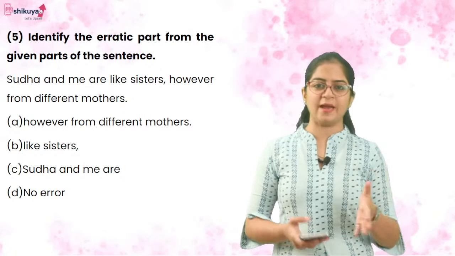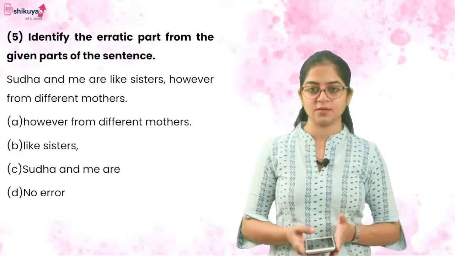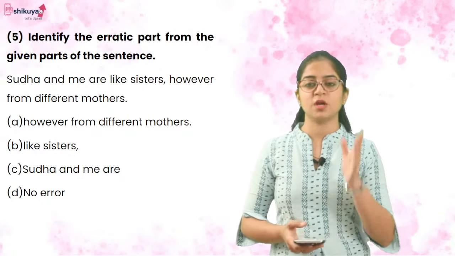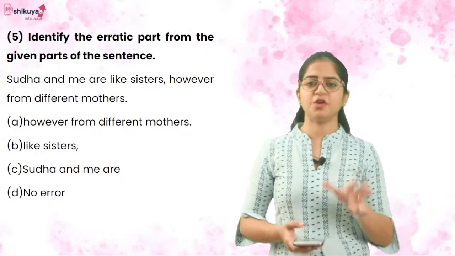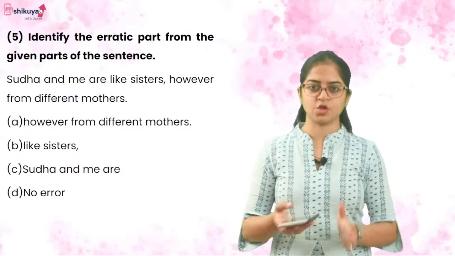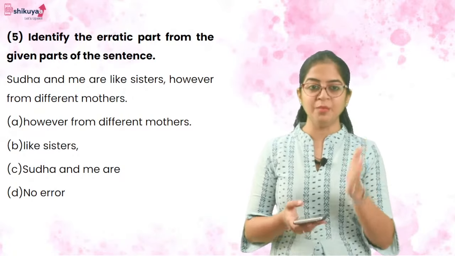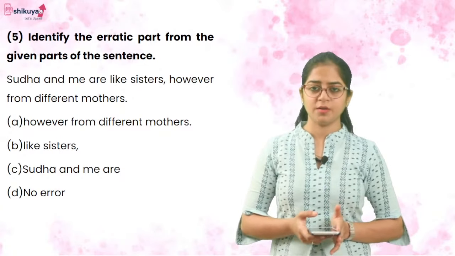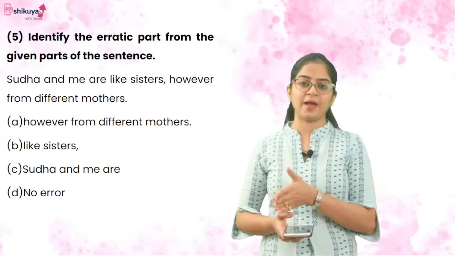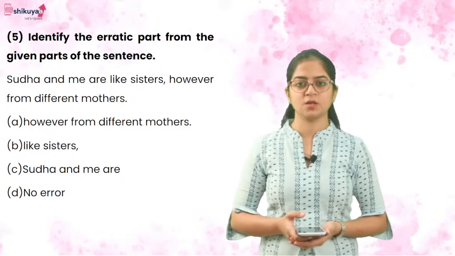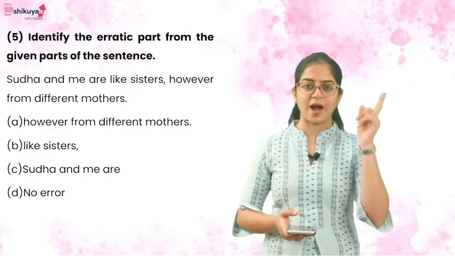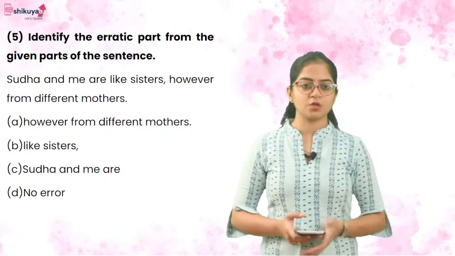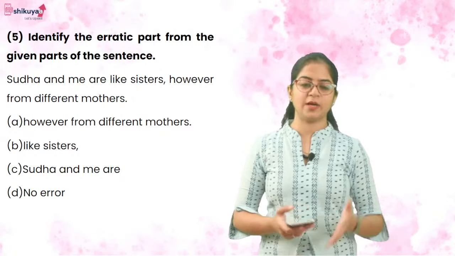Alright, so the error here is part C, Sudha and me. Instead of me, there should have been I. Okay, whenever you use I, it should be at the subject's place, and me is always used at the object place. Alright, so Sudha and I should be the correct words there. So I is subjective, me is objective. Remember this. So C is your answer. Come on, let us go to the next one.